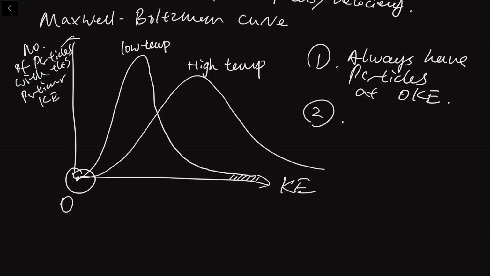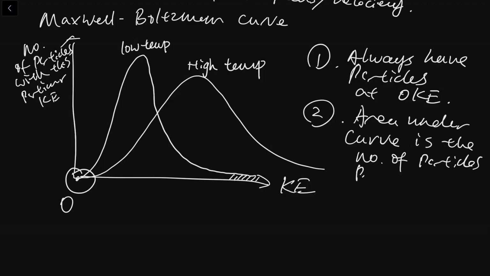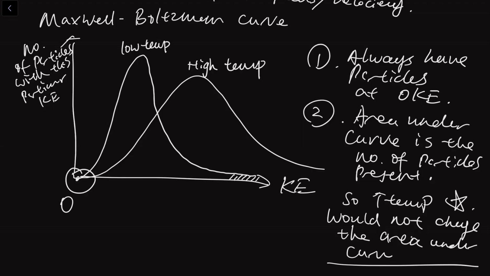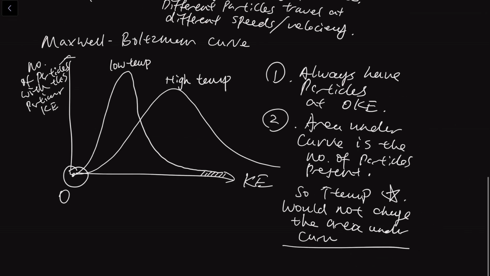And the second factor is that the area on the curve is the number of particles present. So when you heat up a system, you would not change the area on the curve. This is also a very important observation. That's why when we increase the temperature, we flatten the curve to ensure that the area under the curve is the same. So that's the two important things you need to know about the Maxwell-Boltzmann distribution.